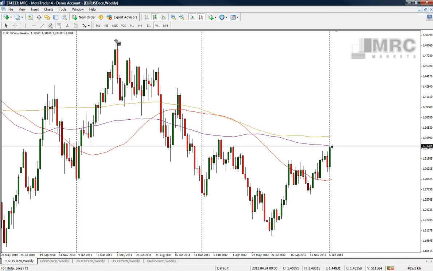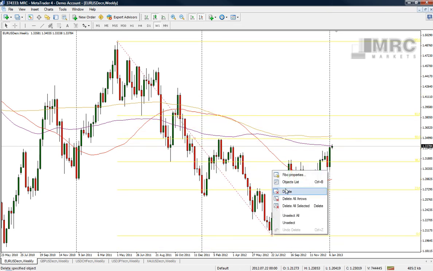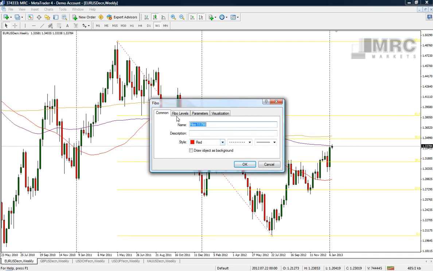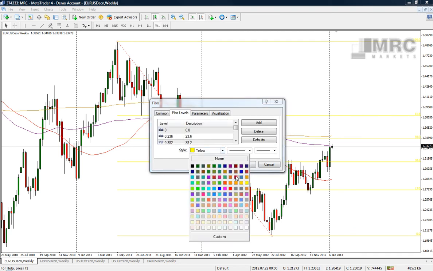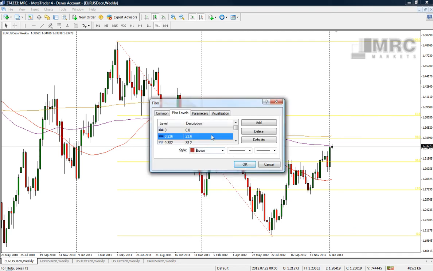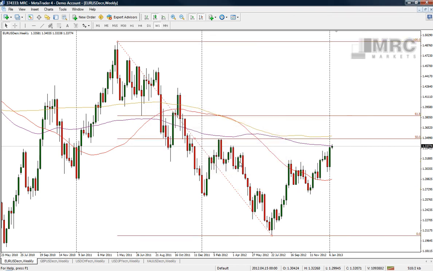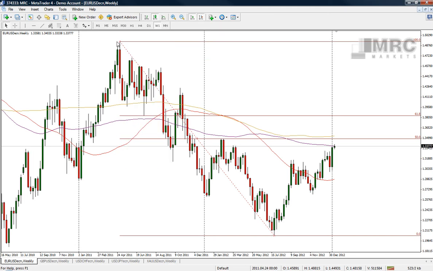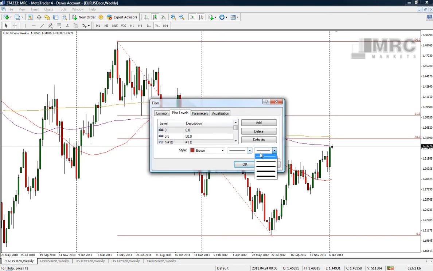The next thing I would focus on, actually, let me change the colour of these fibs, two seconds. I'll just leave the 50 and the 61.8 on there, the two I'll mainly focus on. I'll thicken up the line a bit as well, so it sticks out a bit clearer.